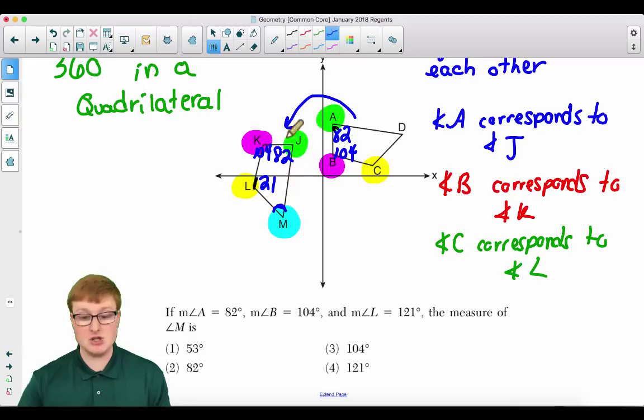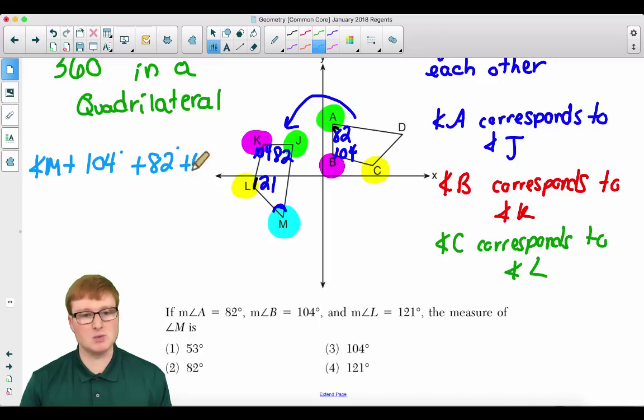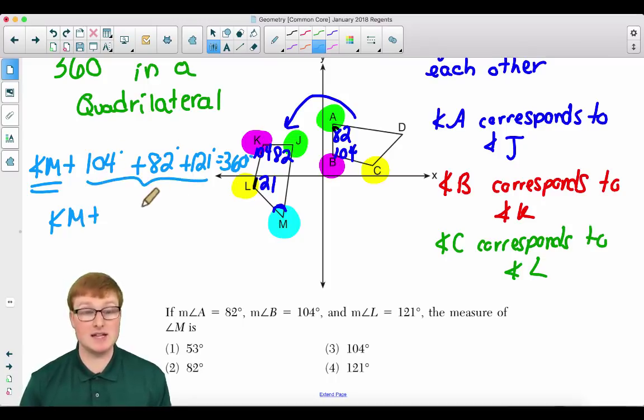If we're trying to find the measure of angle M, set up an equation if you want to. You don't really have to. But what I'm going to do is say angle M plus 104 degrees plus 82 degrees plus 121 degrees is equal to 360 degrees. That's how many degrees are in a quadrilateral. We're trying to solve for angle M. If we add up all the numbers on the left-hand side of the equal sign, we get angle M plus 307 degrees.